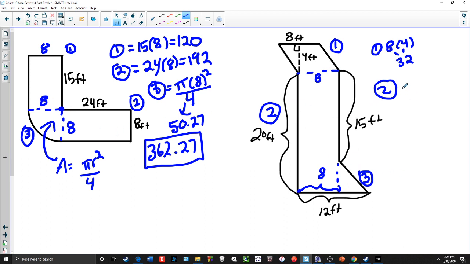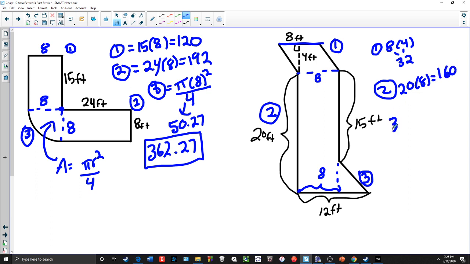So this second shape is going to be 20 times 8. Okay? 8 is my base, 20 is my height. And again, the reason I got this 8 here is because 8 on this line means 8 for this base here because it's a parallelogram. It means 8 down here for this second piece. So 20 times 8, which is 160.